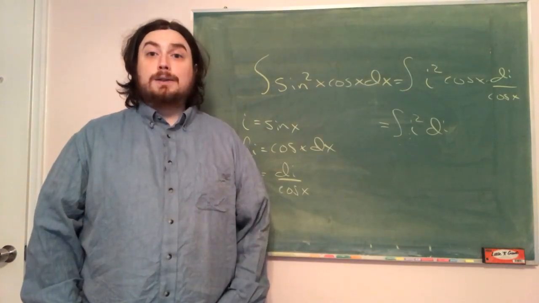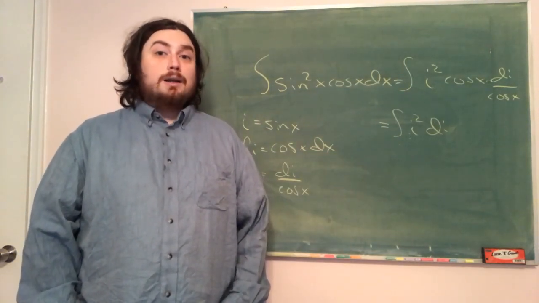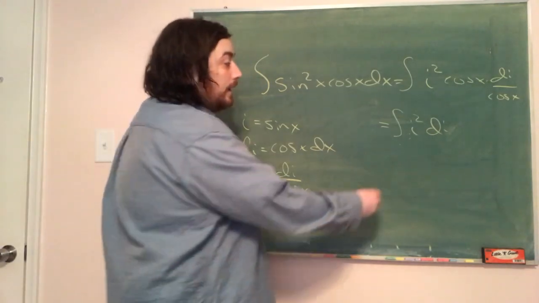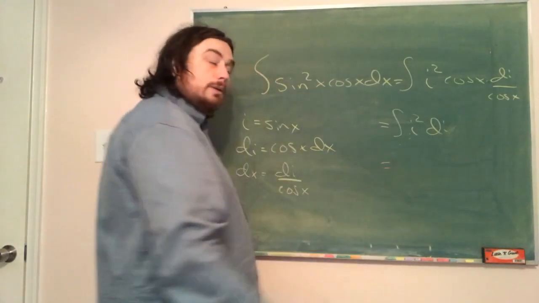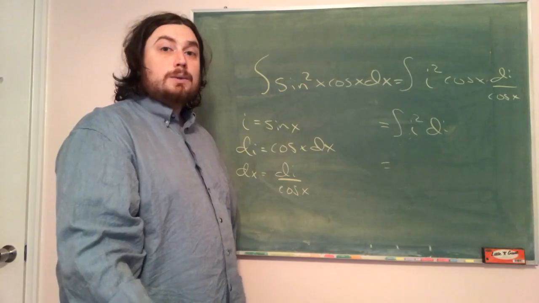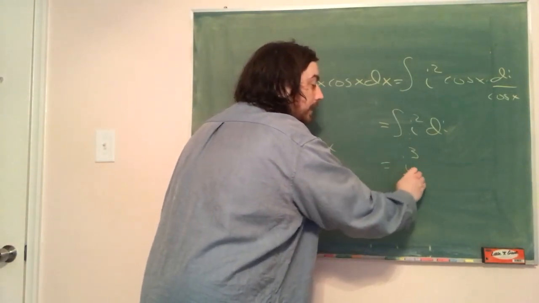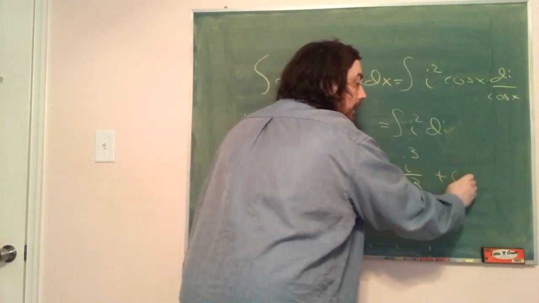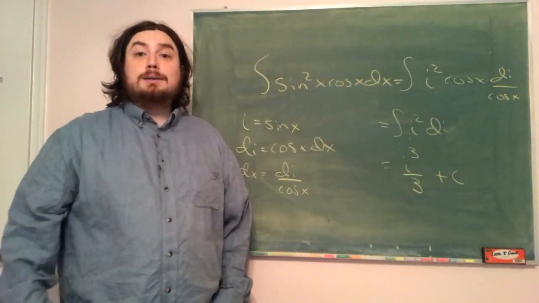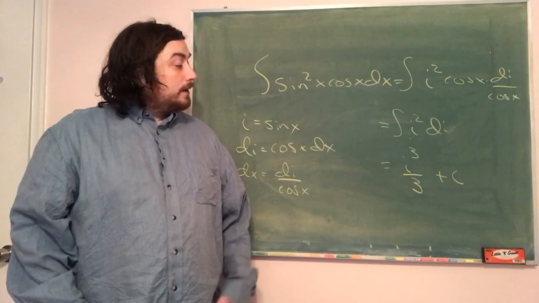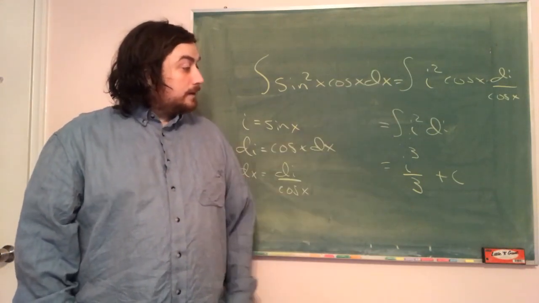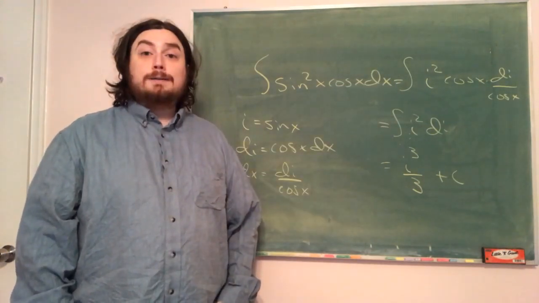My first question is, can I guess the answer? And hopefully we can guess this. This is a power function. According to the power rule for integrals, I add 1 to the exponent and divide by the new exponent, and then I need my plus c for my constant of integration. So the integral of u squared is u cubed over 3 plus c.